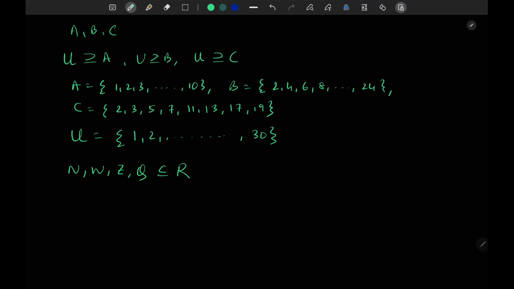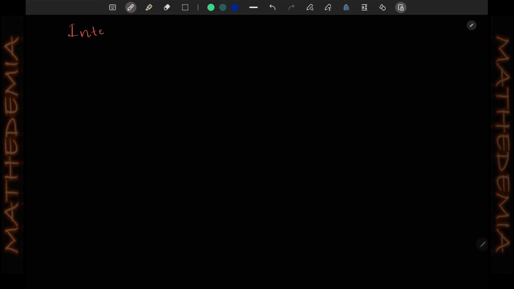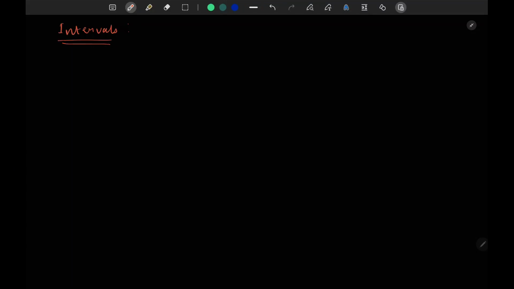So we can say that the real number set is the universal set, and the sets of natural numbers, whole numbers, integers, and rational numbers are all subsets of the universal set R. Now, when we are talking about subsets of the real set, sometimes they are also denoted as intervals.